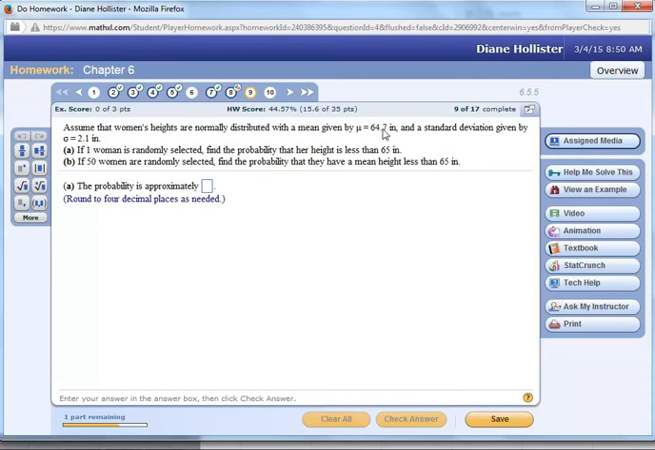Now, immediately, if the average is 64.7 and you're checking to see the chance that she's less than 5'5", you know that you have at least 50% of all women, because 50% fall below the average. So it's going to be a little more than 50%. So 64.7 and the standard deviation is 2.1.